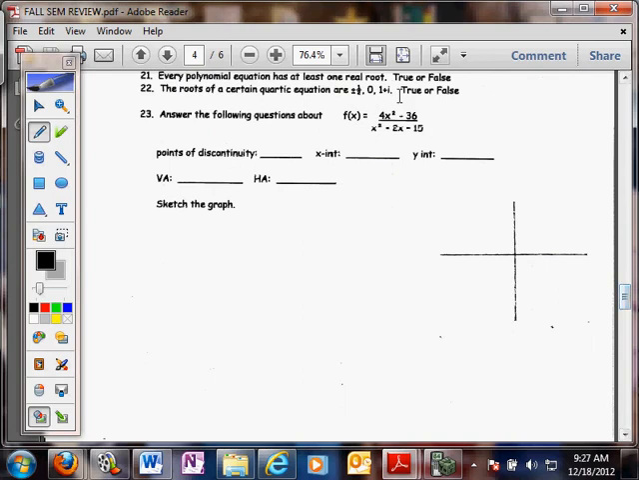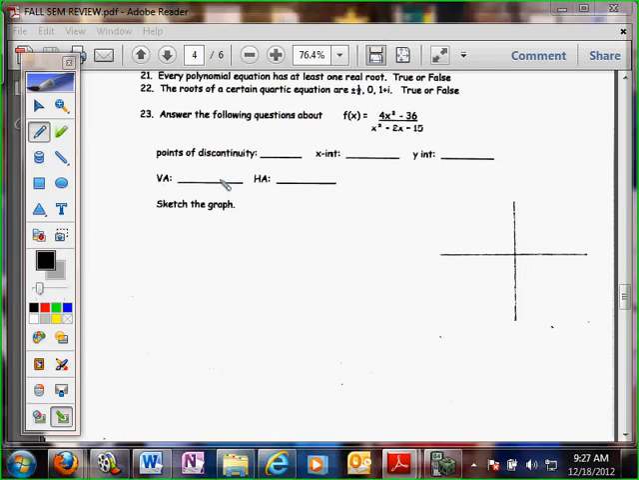we covered this stuff about a month, maybe a month and a half ago. We're going to answer all the questions. We're going to find the points of discontinuity, the x-intercept, y-intercept, vertical asymptote, the whole nine yards. I do not recall which number this note card was, but here we go. The way we do this is we follow these steps.